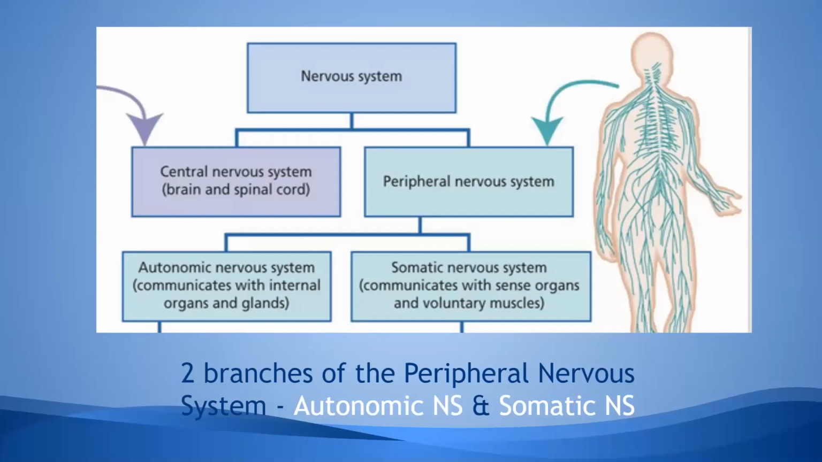So if we just look at the first breakdown of the peripheral nervous system, we have two branches. The first branch is called the autonomic, and the second branch is called the somatic. A really good way to remember autonomic versus somatic is I like to remember autonomic sounds like automatic, in that we typically don't have a whole lot of voluntary control in our autonomic nervous system. It is going to control the parts of our body that happen automatically.